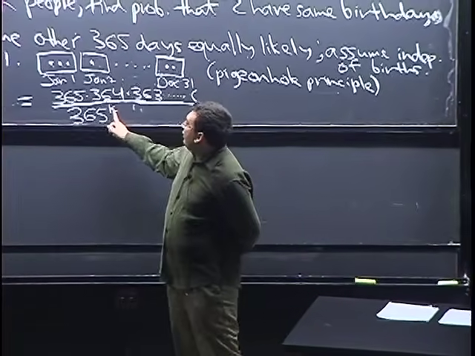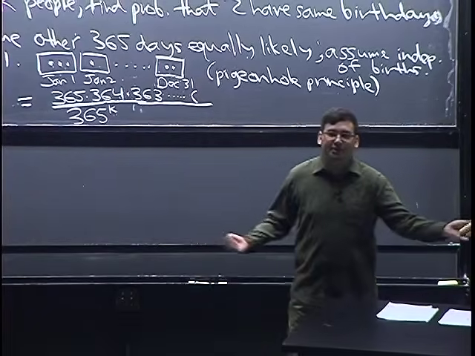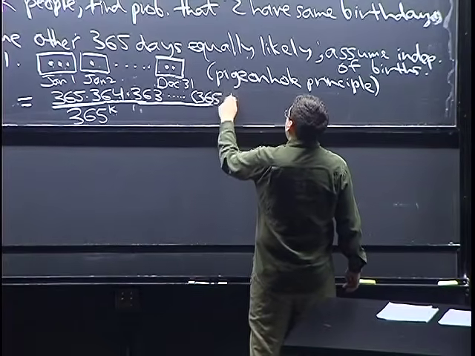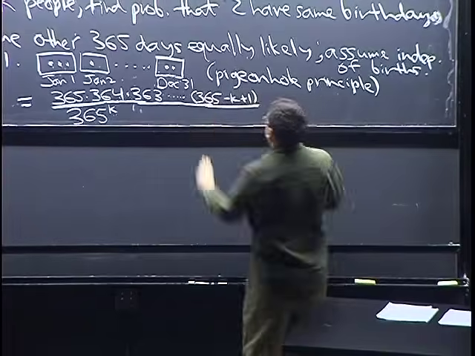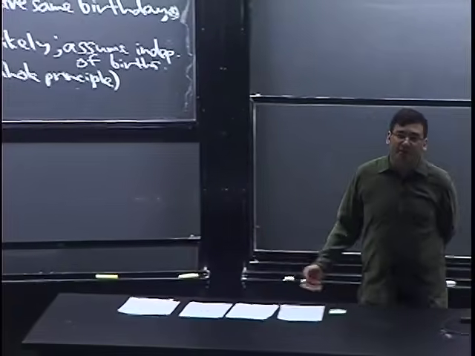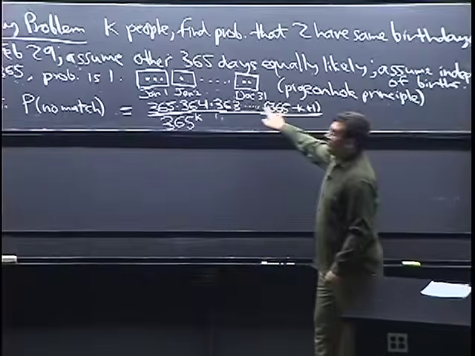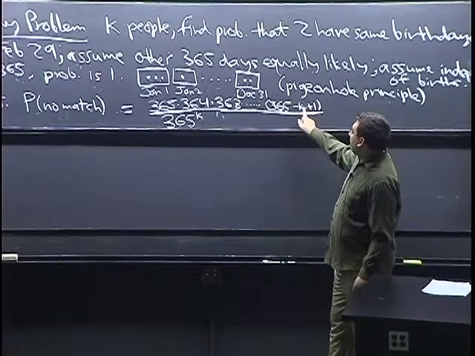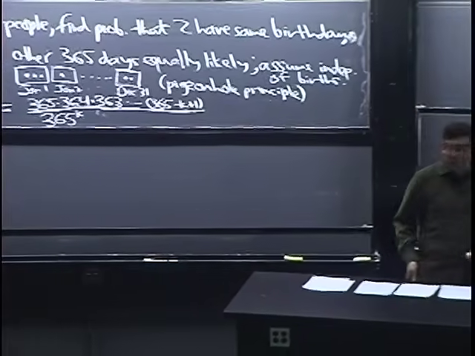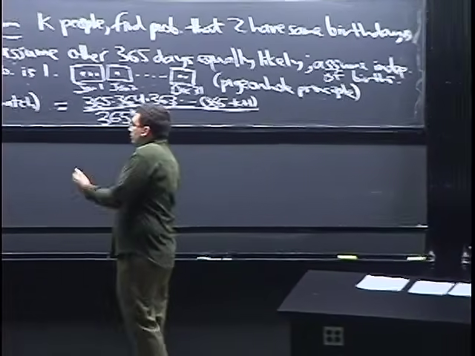If k equals 1, the probability of no match should be 1, because there's no one to match with. So this is going to be 365 minus k plus 1. It'll be really messed up if we forget the plus 1. That's one of the most common mistakes in programming, to be off by 1 and not being careful about the number of terms. So I want to have k terms here because there are k people. So that's going to be 365 minus k plus 1. Okay, so the probability of a match is 1 minus that. So we're already done with the problem.